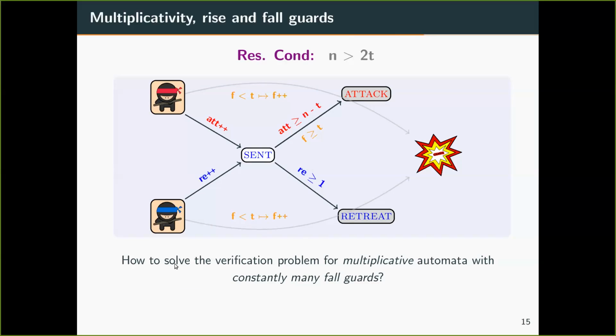Before I describe the solution to this problem, I need to justify these restrictions, and the easiest way to justify this is that a majority of the protocols, a majority of the threshold automata occurring in the literature, satisfy the multiplicativity property and have at most one or two fault guards. A more detailed justification of these two restrictions is given in the paper. And for now, we just concentrate on describing the solution to this problem.